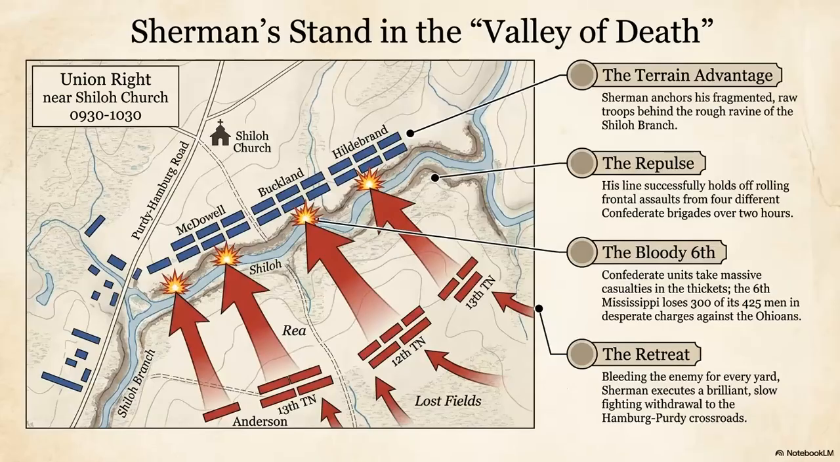The thickets become a slaughterhouse, notably during the bloody charges of the 6th Mississippi, which loses 300 of its 425 men against the defending Ohioans. Bleeding the enemy for every yard, Sherman ultimately executes a brilliant, slow-fighting withdrawal toward the Hamburg-Purdy crossroads.